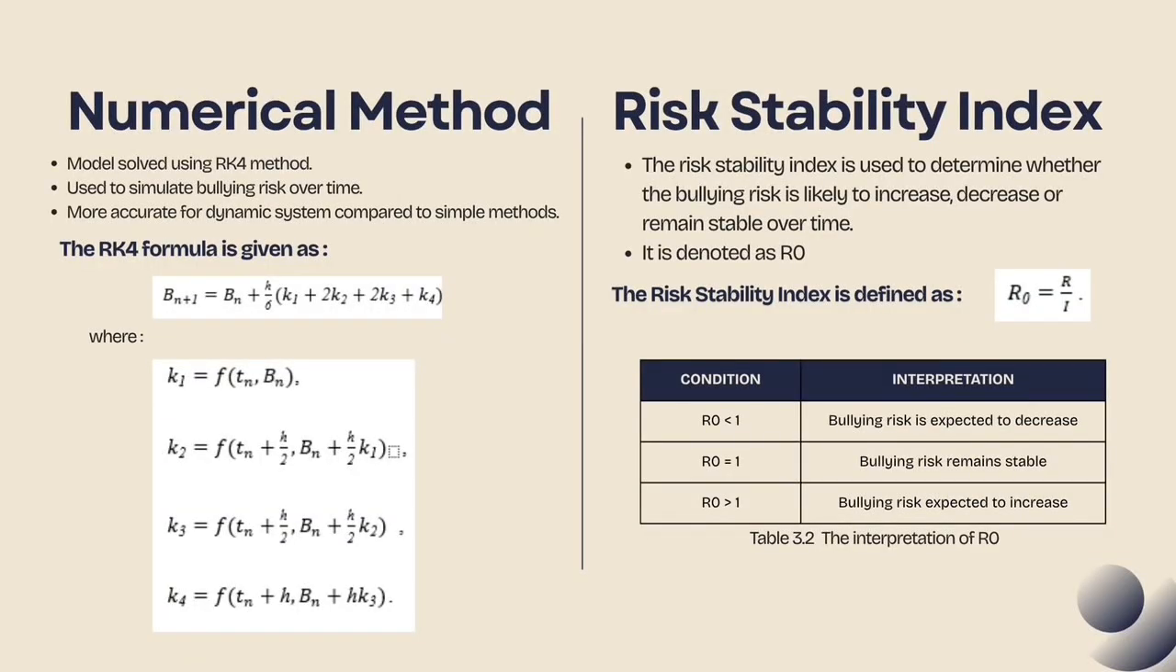Next, for the numerical method, the developed model is solved using the fourth-order Runge-Kutta method. RK4 is selected because it provides higher accuracy for solving dynamic systems compared with simpler numerical methods. This method allows the simulation of bullying risk change over time. Next, the risk stability index, represented as R0, is used to determine the behavior of bullying risk over time. When R0 is less than 1, bullying risk is expected to decrease. When R0 equals 1, the risk remains stable. When R0 is greater than 1, the bullying risk is expected to increase.